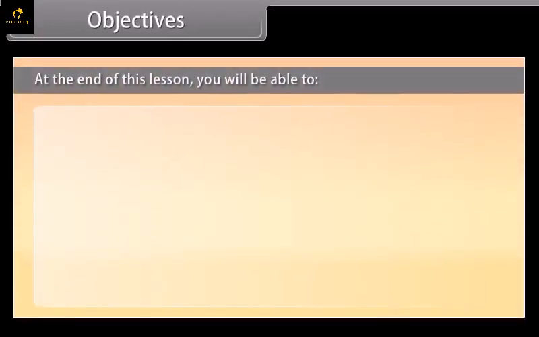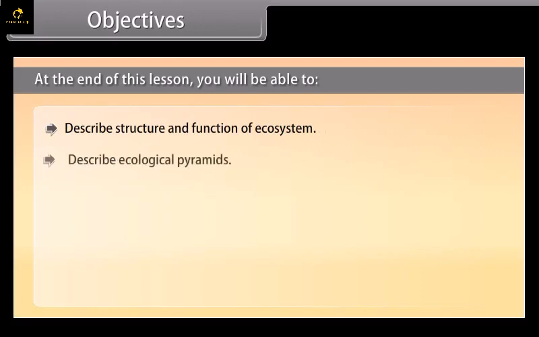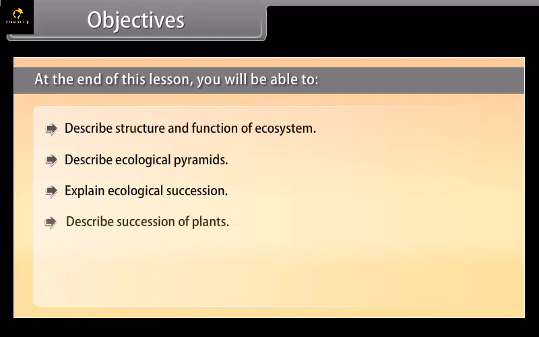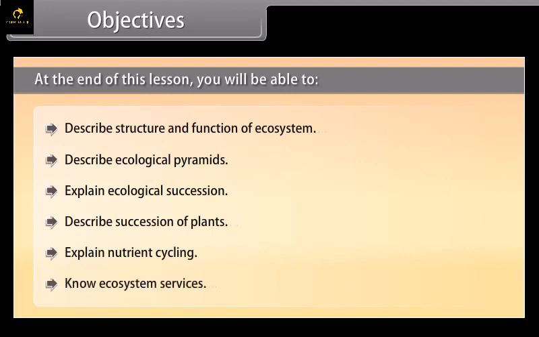Objectives. At the end of this lesson, you will be able to describe structure and function of ecosystem, describe ecological pyramids, explain ecological succession, describe succession of plants, explain nutrient cycling, know ecosystem services, ecosystem structure and function.